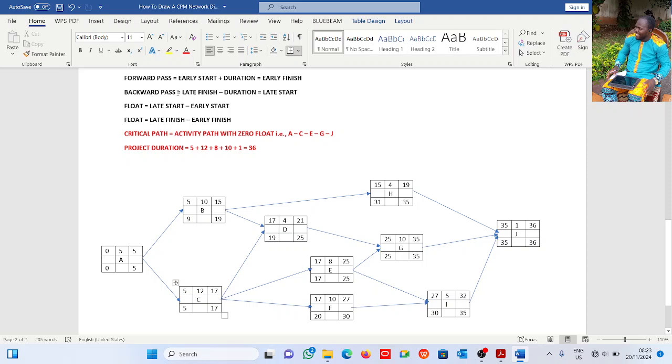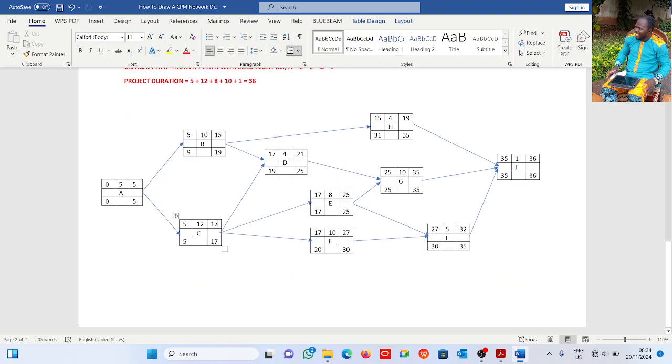Now let's look at the backward pass. Late finish minus duration gives us late start. I'm just going backward, going the opposite direction of where I just came from. So 36 minus 1, and everything I'm doing will be the opposite of what we did when we were coming. When we were coming, we added. Now we're going back, we are going to subtract. So this is 36 minus 1, that gives me 35. This is my late start.